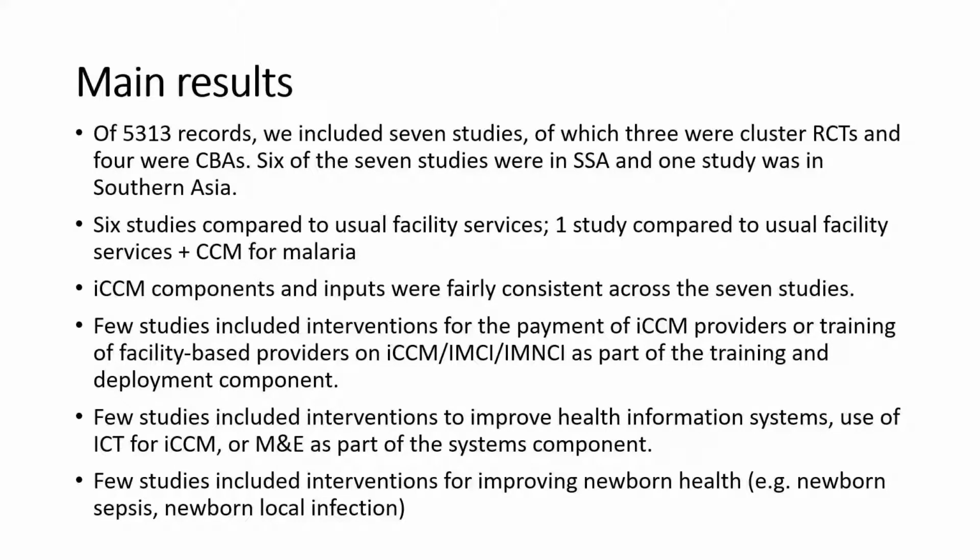So of over 5,300 records, we included 7 studies, of which 3 were cluster RCTs and 4 were CBAs. 6 of the 7 studies were in sub-Saharan Africa, and 1 study was in Southern Asia, specifically Northern India. 6 studies compared to usual facility services, and 1 study compared to usual facility services plus community case management for malaria. The ICCM components and inputs were fairly consistent across the 7 studies.